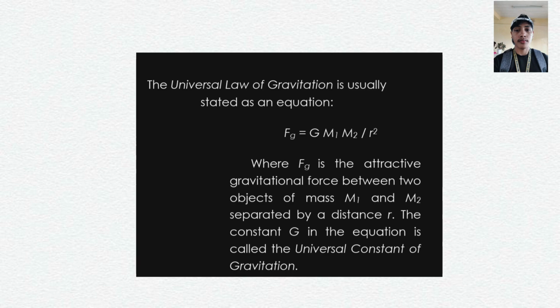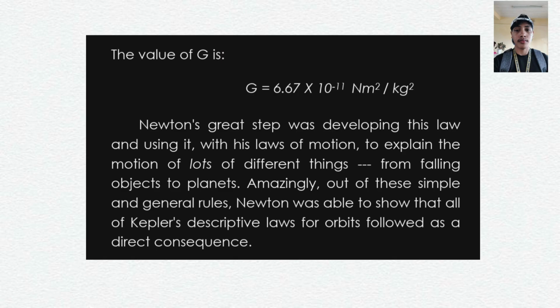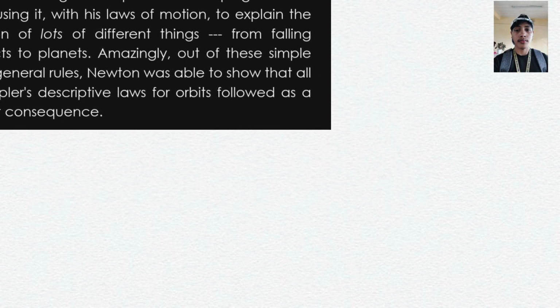gravitational force between two objects of mass m1 and m2 separated by a distance r. The constant G in the equation is called the universal constant of gravitation. Newton's great step was developing this law and using it, with his laws of motion, to explain the motion of lots of different things from falling objects to planets. Amazingly, out of these simple and general rules, Newton was able to show that all of Kepler's descriptive laws for orbits followed as a direct consequence.